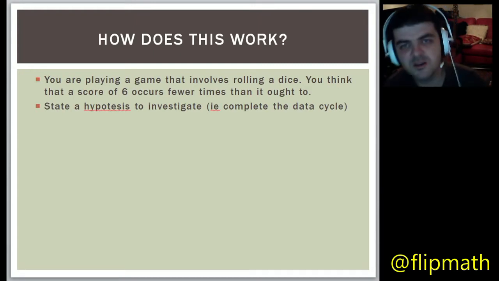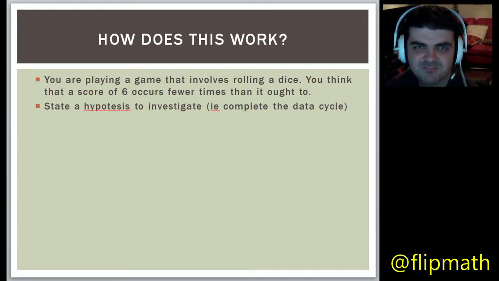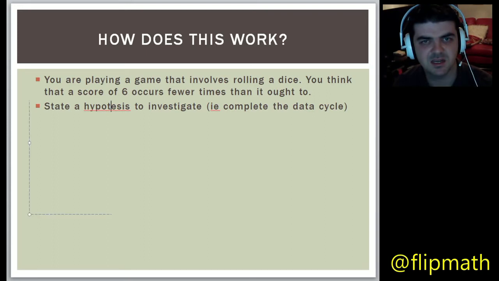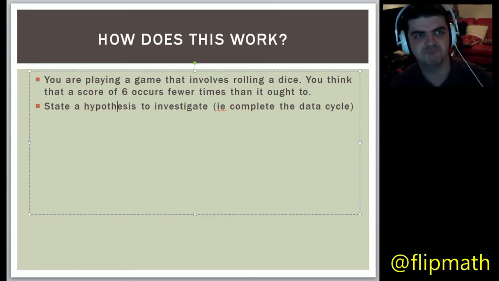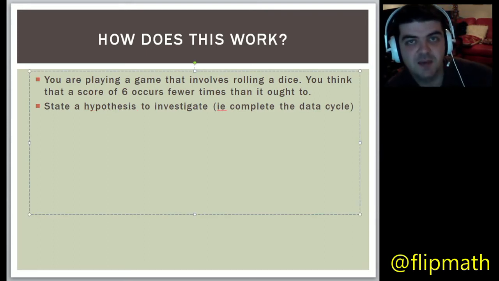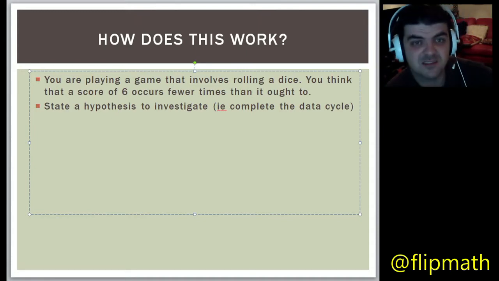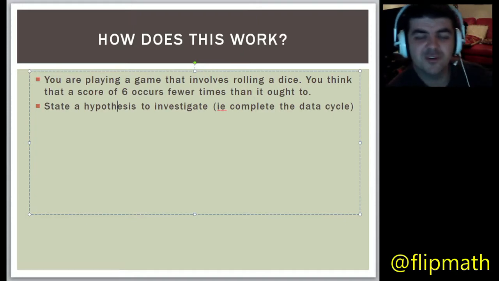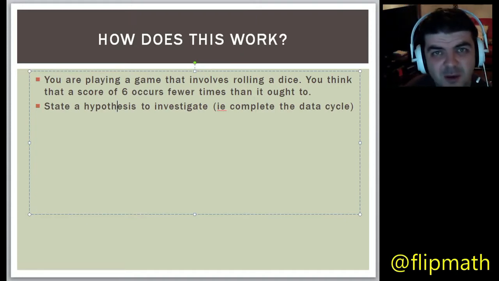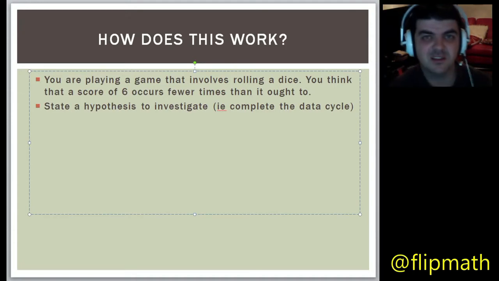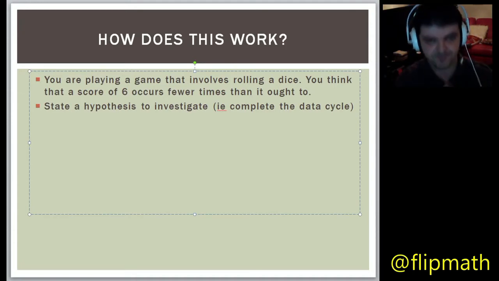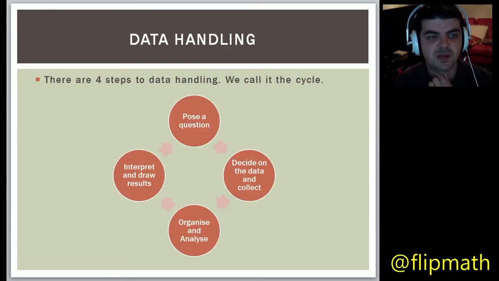So how does this work? If I take you through a slight scenario about how this would work. If we were playing a game that involved rolling a dice, and I, or somebody in the group, thinks that a score of 6 will occur fewer times than it ought to, how could we state a hypothesis to investigate and complete the data cycle to follow that? Okay. So the first stage of this is obviously to pose the question.